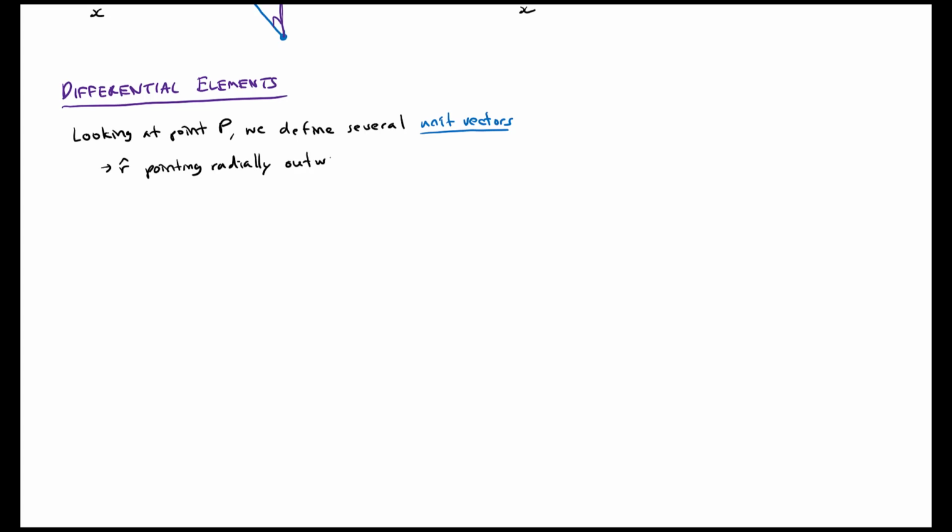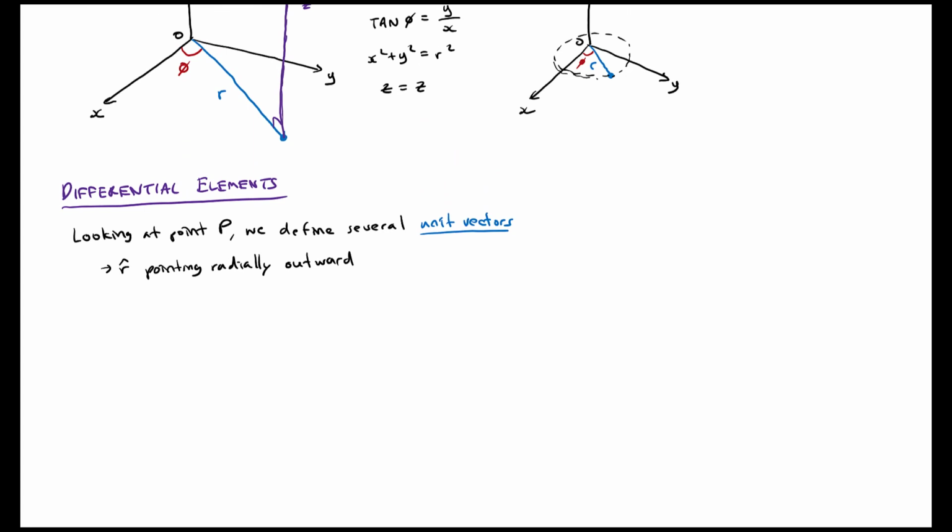So the first thing, looking at point P, we define several unit vectors. So we have R pointing radially outward. That means over here, let's try and find a different color. You have R pointing radially outward, R hat.